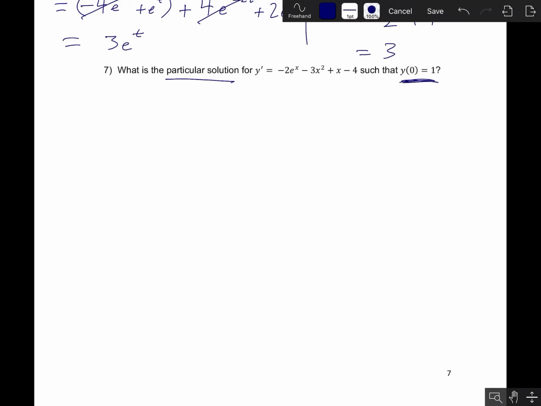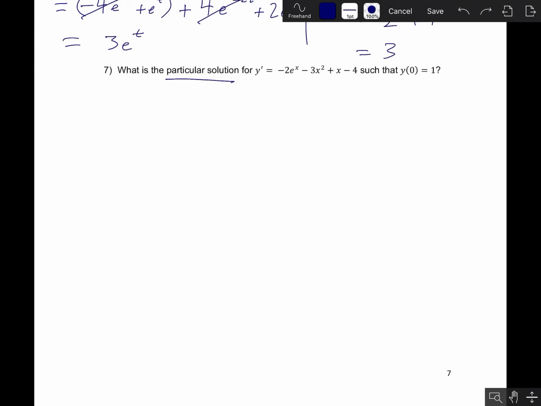And usually that depends on having what's called an initial condition, which is something like this. We just need to know the value of y at a particular x value, and that's enough to get an equation that defines c. So here we want this particular solution.